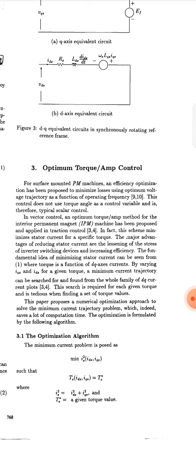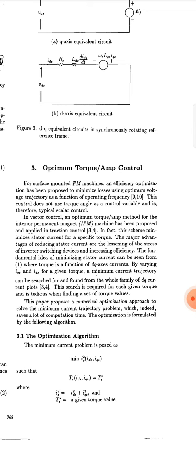In traction control, the scheme minimizes the stator current for a specified torque, which is a major advantage for the inverter switching devices and increases efficiency. In minimizing the stator current, torque is a function of the DQ axis currents. By varying Iqs for a given torque, the minimum current trajectory can be searched for and found among the whole family of DQ current loci. The search is required for each torque value, and tangents are found for a set of torque values. This paper proposes a numerical optimization approach to solve the minimum current trajectory problem, which saves a lot of computing time.